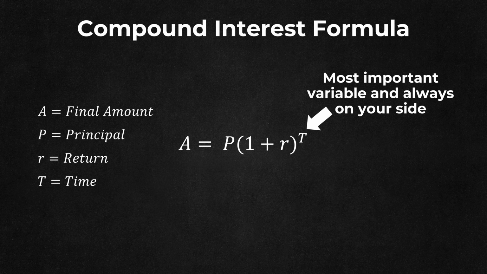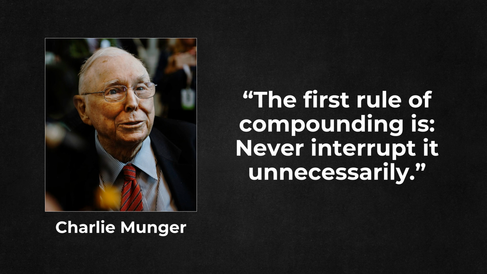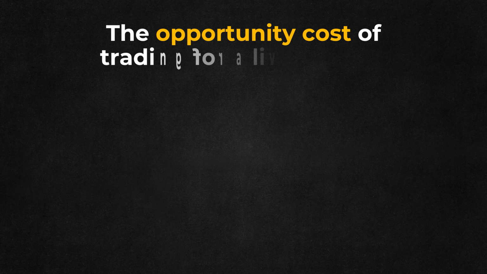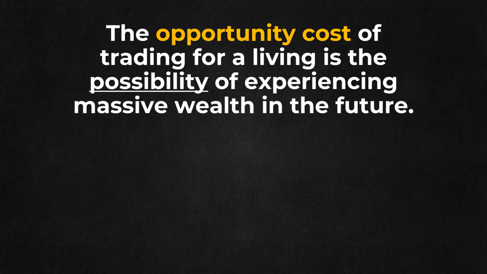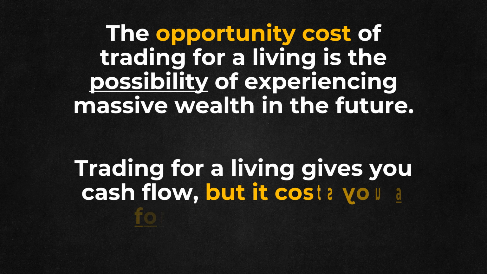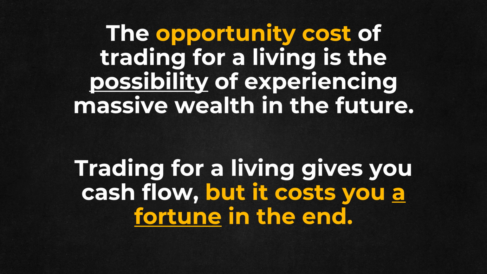Traders have the bad habit of focusing on the return, which is exactly the part of this formula that cannot be fully controlled. If you want to experience the amazing effects of compounding, you have to give up this idea of withdrawing profits to make a living. Like Charlie Munger says, the first rule of compounding is never interrupt it unnecessarily. In a sense, the opportunity cost of trading for a living is the possibility of experiencing massive wealth in the future. Trading for a living gives you cash flow, but it costs you a fortune in the end.